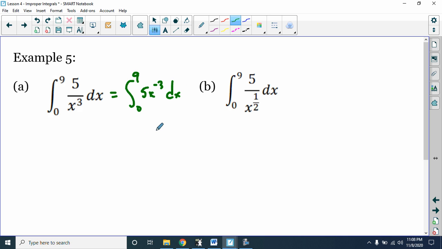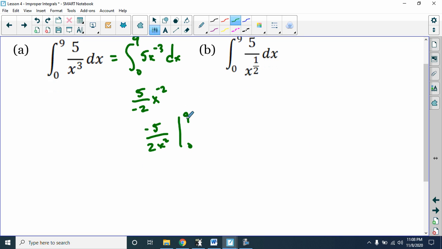Add 1, divide by that. From 0 to 9. Plug in 9. Plug in 0 gives me 5 over 0. This is undefined, therefore the limit does not exist, therefore this diverges.